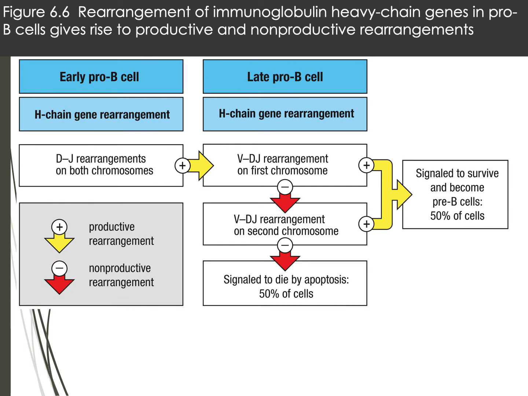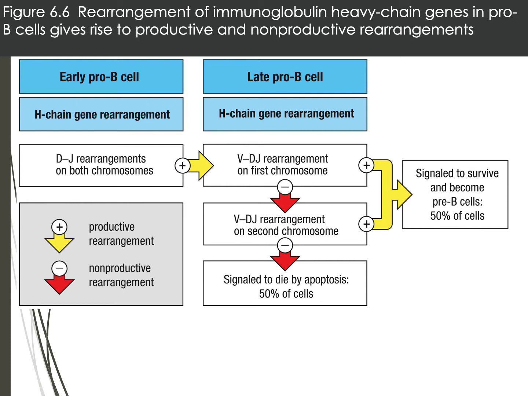So again, if we look at the pro-B cell stage, we can divide that into an early and a late stage, and this is where the heavy chain is undergoing its rearrangement. So during the early stage, that's when you have the DJ segment. If that rearrangement is productive, then it moves on to doing the VD rearrangement. If that's productive, then we can move on to a pre-B cell stage.